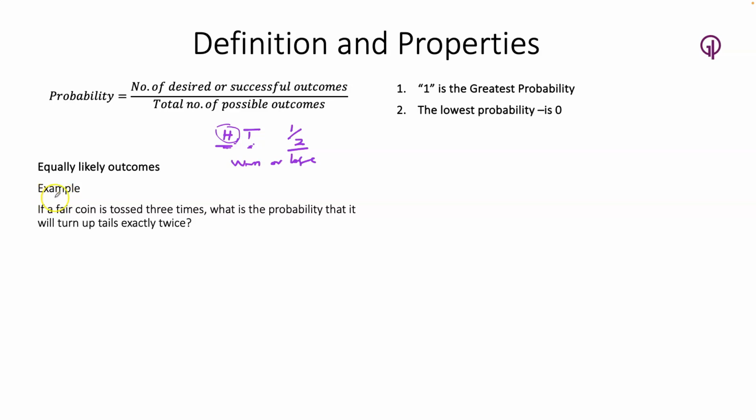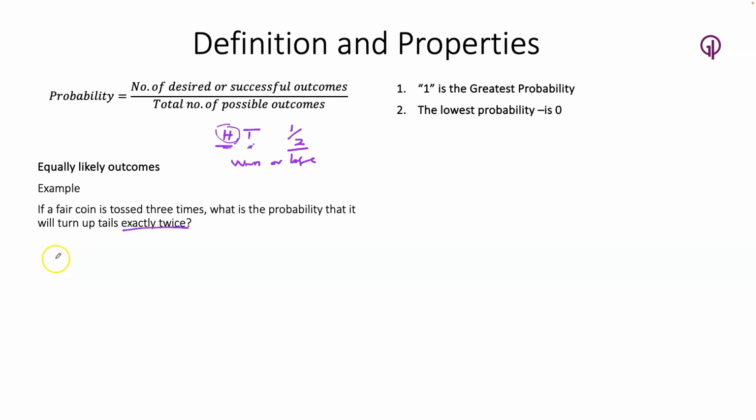Now, we have here an example which says, a fair coin is tossed 3 times. What is the probability that it will turn up tails exactly twice? Here we have to formulate equally likely outcomes in terms of the outcome of each flip.